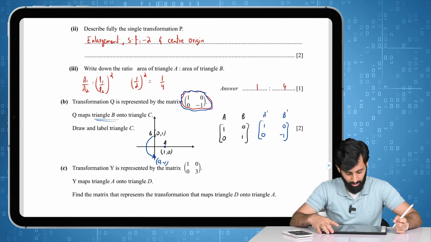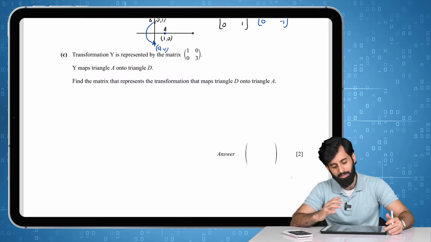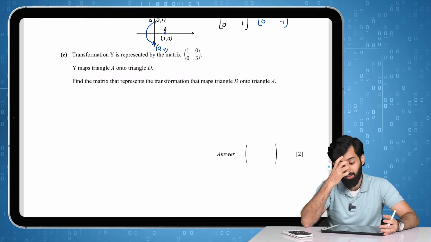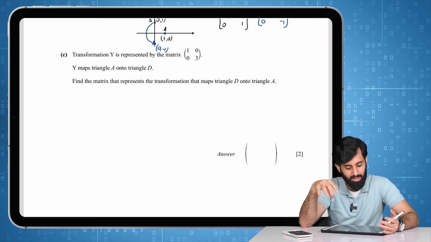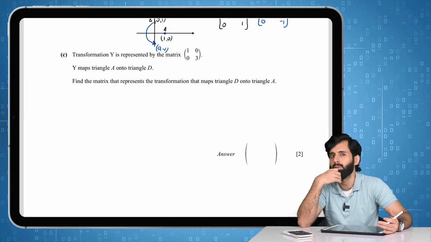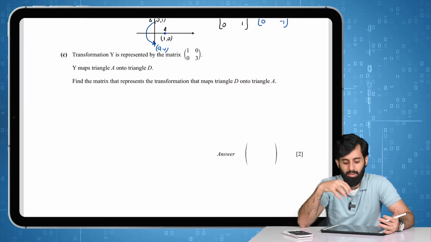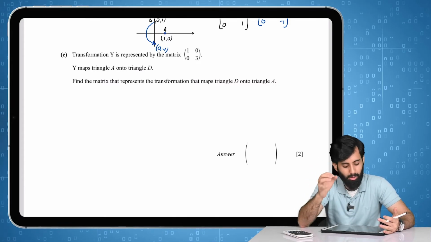There you go. Okay, now part C is a slightly different question. We haven't encountered questions like these at all. So it says transformation Y is represented by the matrix 1, 0, 0, 3. Now you may be thinking, okay, what does that mean? We've never seen a matrix that looks like this. And you're absolutely right. And you don't even need to know what this matrix represents. Okay, I'll tell you why.